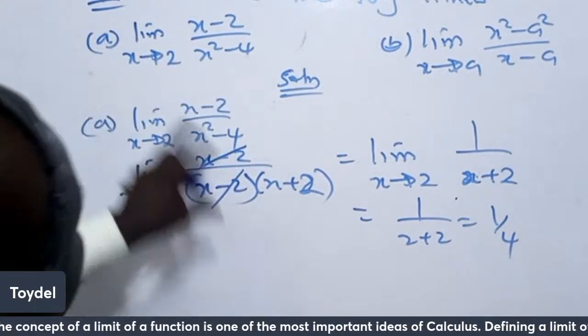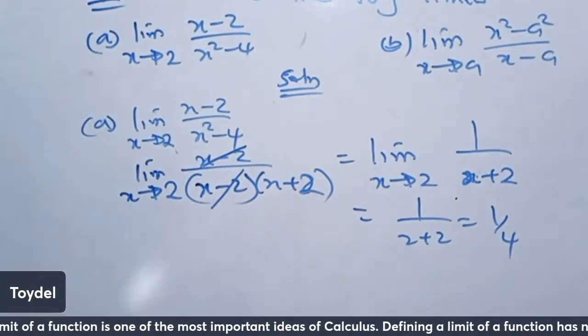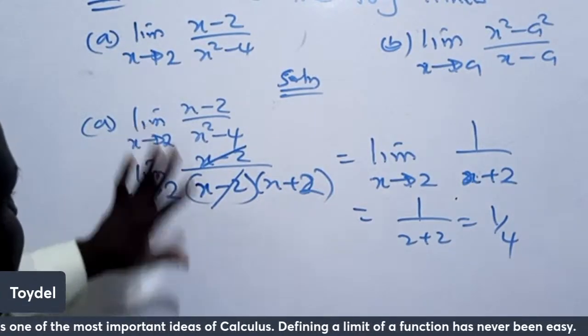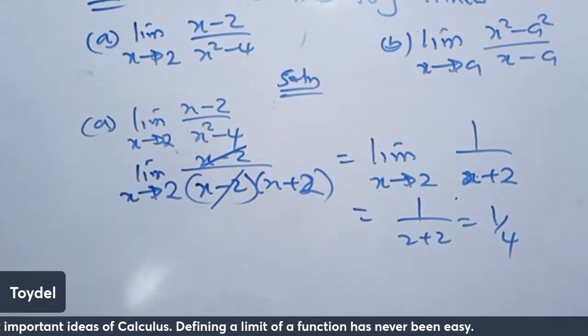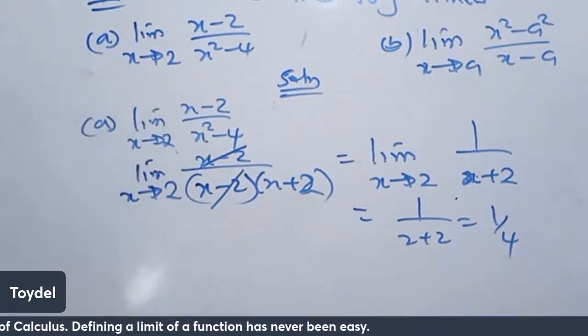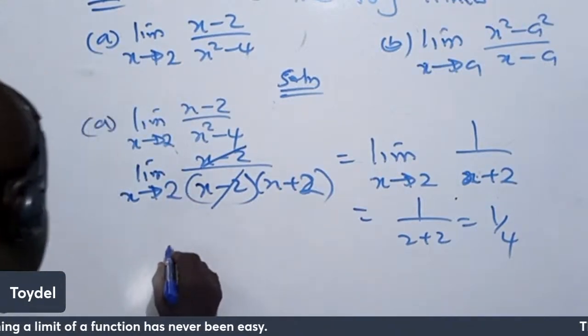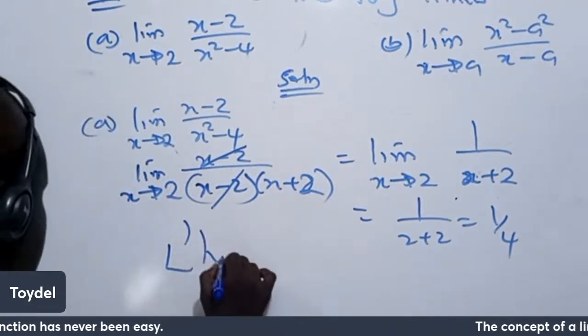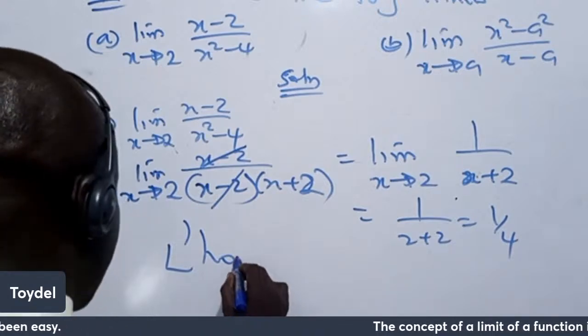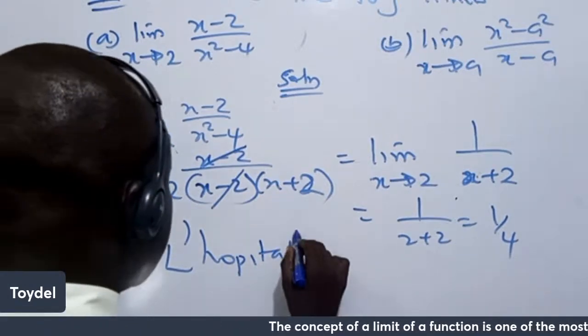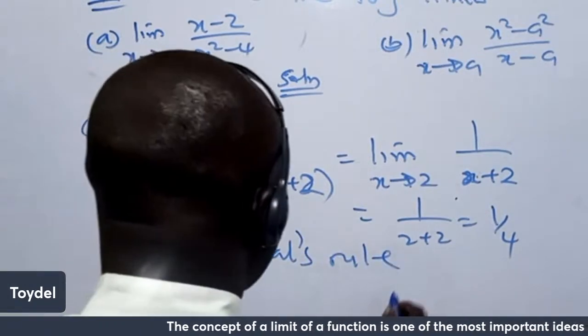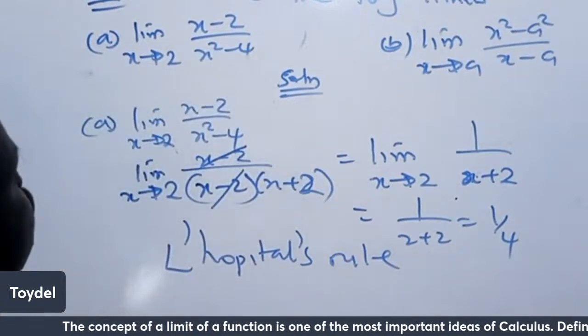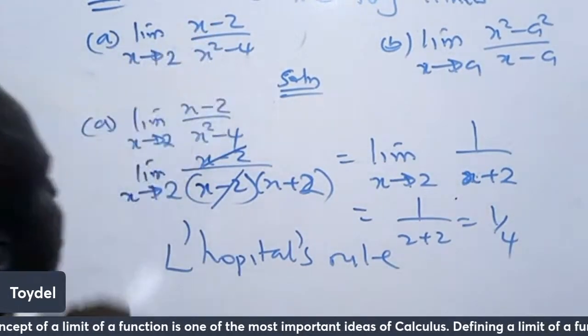So if you don't want to factorize, or if the expression is difficult to factorize, maybe they are not factorizable, then you go ahead and use what is called the L'Hopital rule. So if you don't want to use this method, you use L'Hopital rule. L'Hopital's rule simply means that you differentiate both the numerator and the denominator.